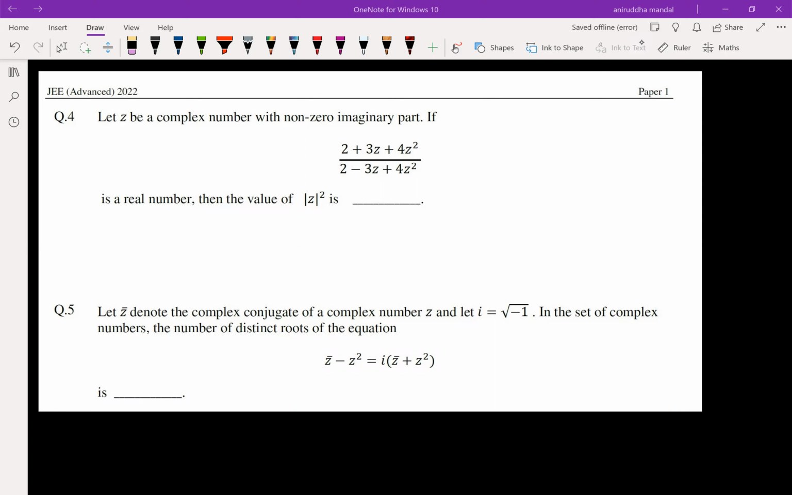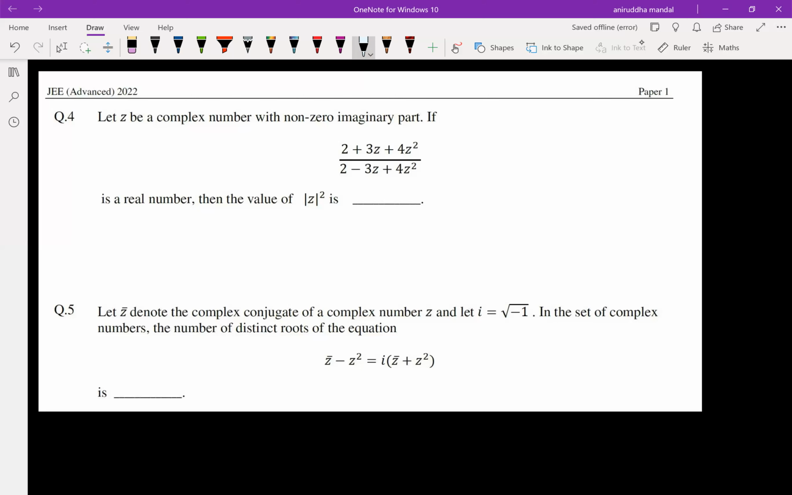Today we will solve all three complex number problems from JEE Advanced 2022. The first problem is problem number 4. There are two problems from paper 1, question numbers 4 and 5, and there is another complex number problem in paper 2. So let's solve this first.